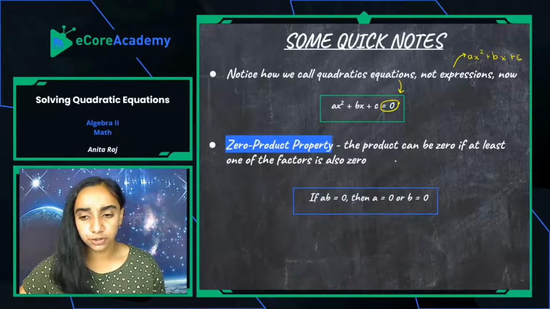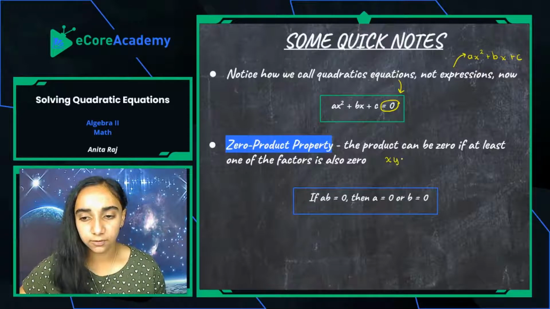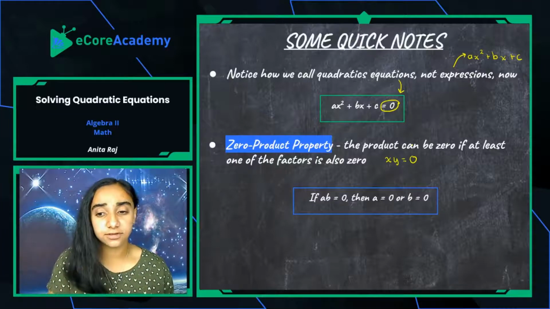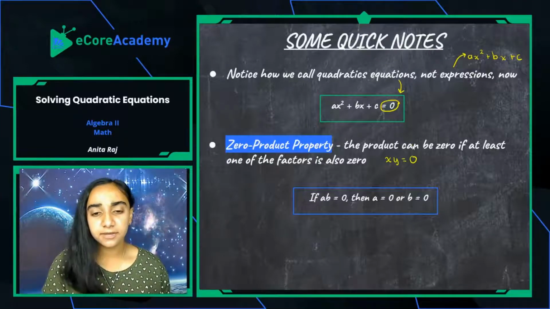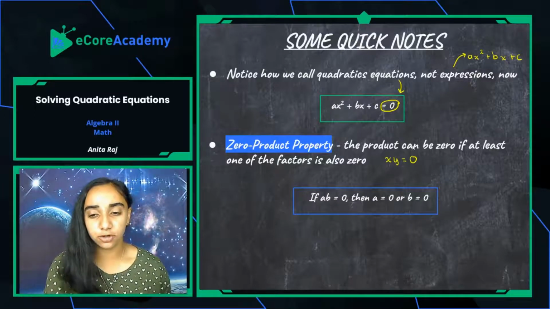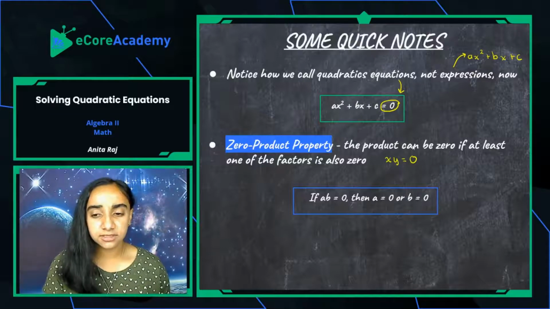If I told you x times y is equal to 0, we know x and y are the factors and 0 is the product. Applying the zero product property, we can then say that at least x or y has to be equal to 0, because 0 times any number is equal to 0.